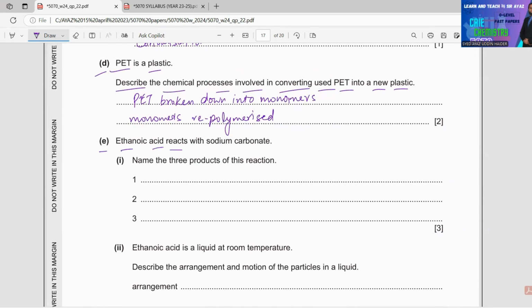Part B, ethanoic acid reacts with sodium carbonate. Number 1, name the 3 products of this reaction. This is a reaction between an acid and a metal carbonate. Whenever you react an acid with a metal carbonate, you will get 3 products: salt, carbon dioxide, and water. In this case, the salt must be sodium ethanoate. So you write sodium ethanoate as one of the products. The other 2 products will be water and carbon dioxide.